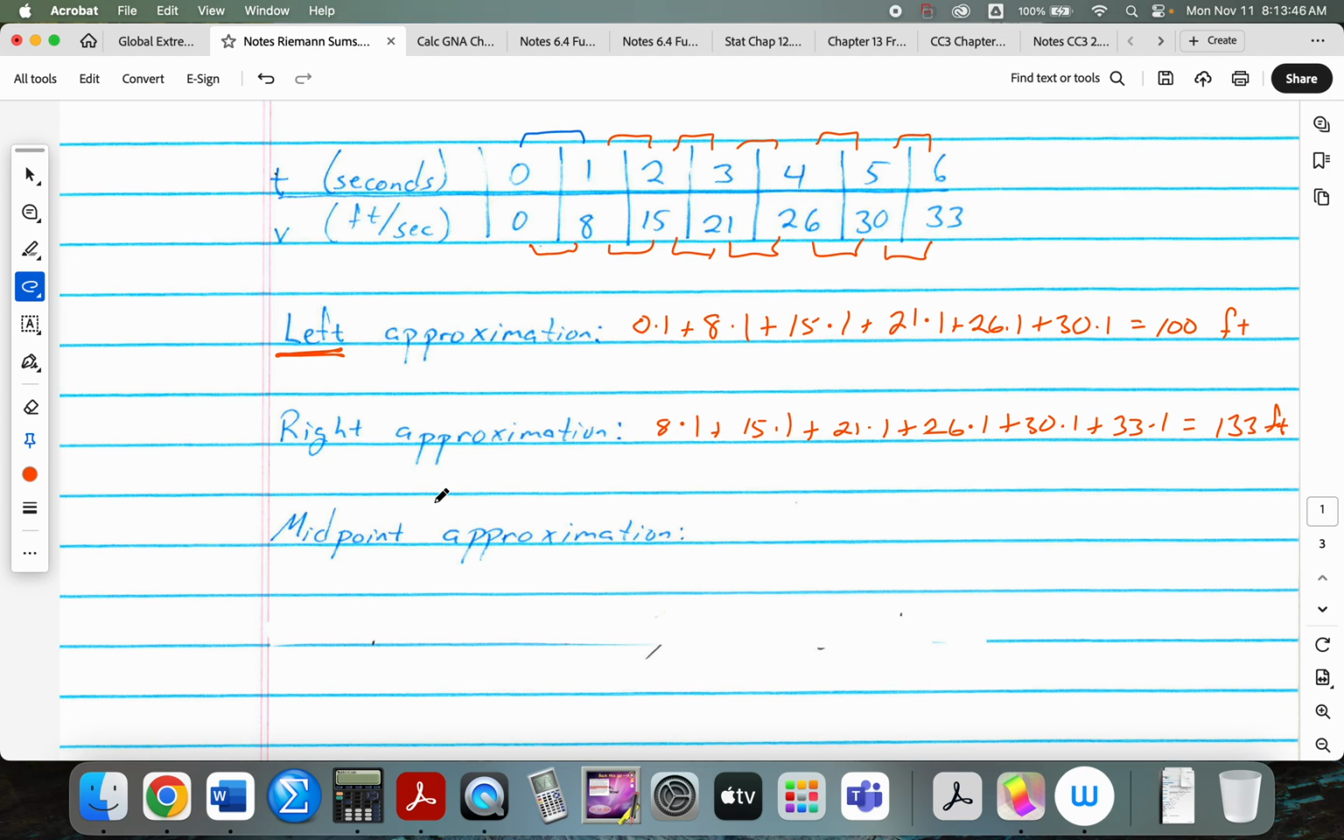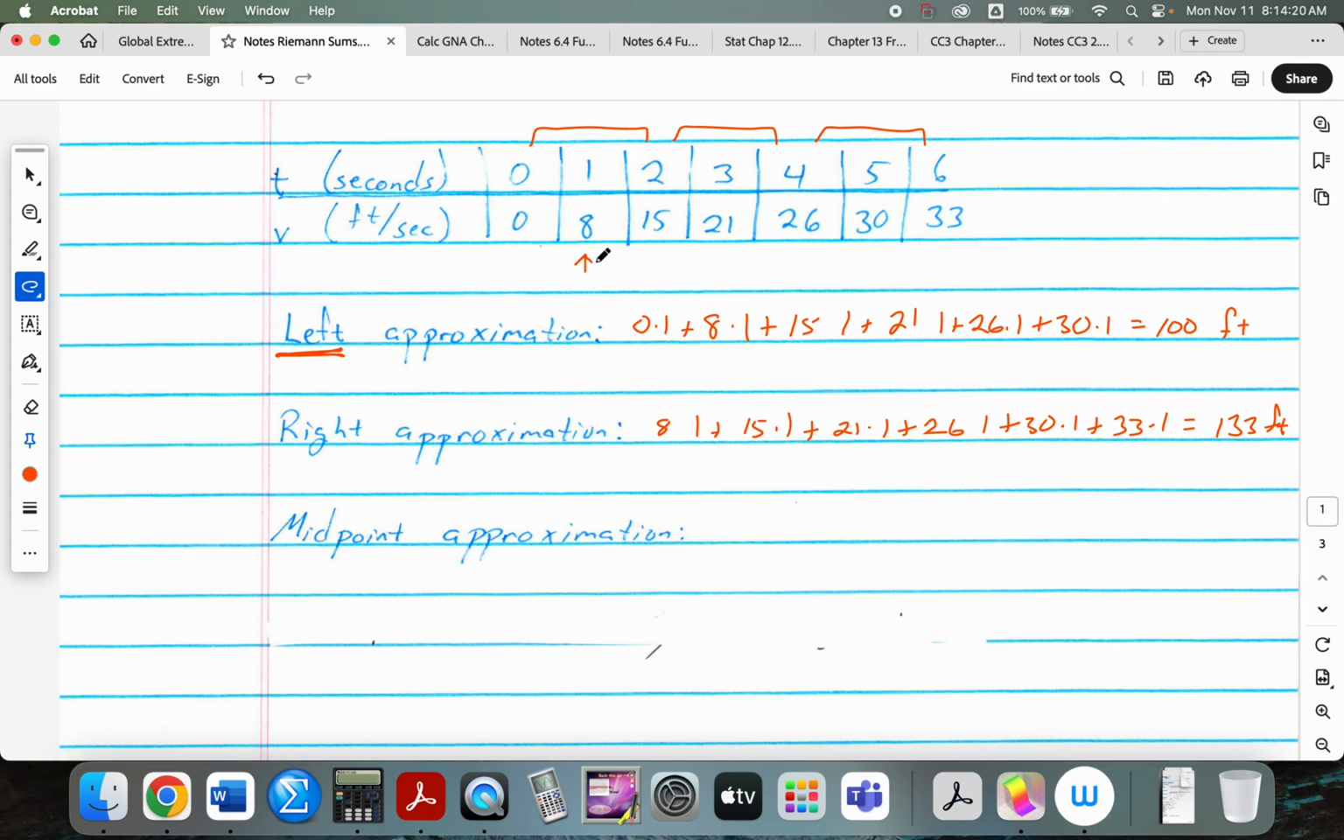Now, we can also do what's called a midpoint approximation. What we do in a midpoint approximation is we divide this into subintervals, find the midpoint of the subinterval, and then use that as our constant rate of change. So we would have to have wider subintervals in this case. We would only have 3 subintervals.